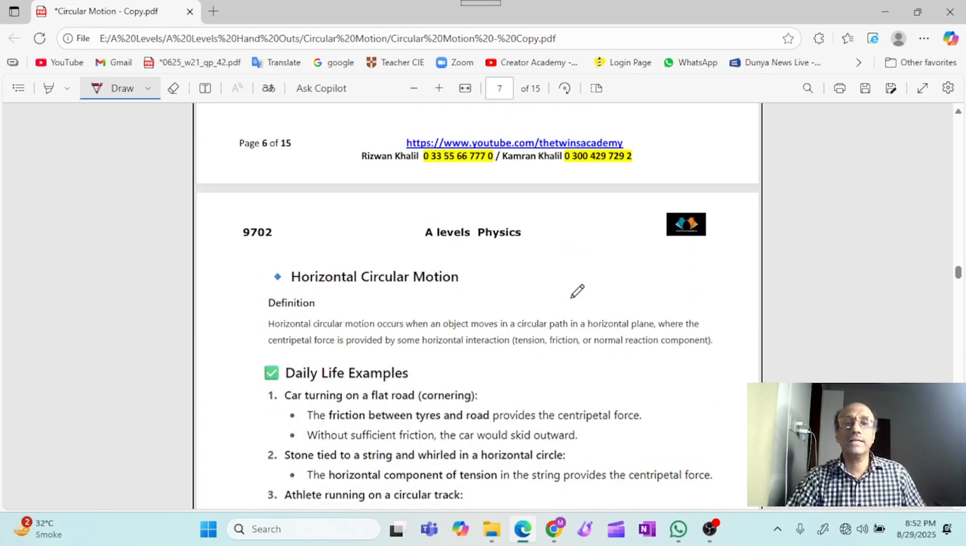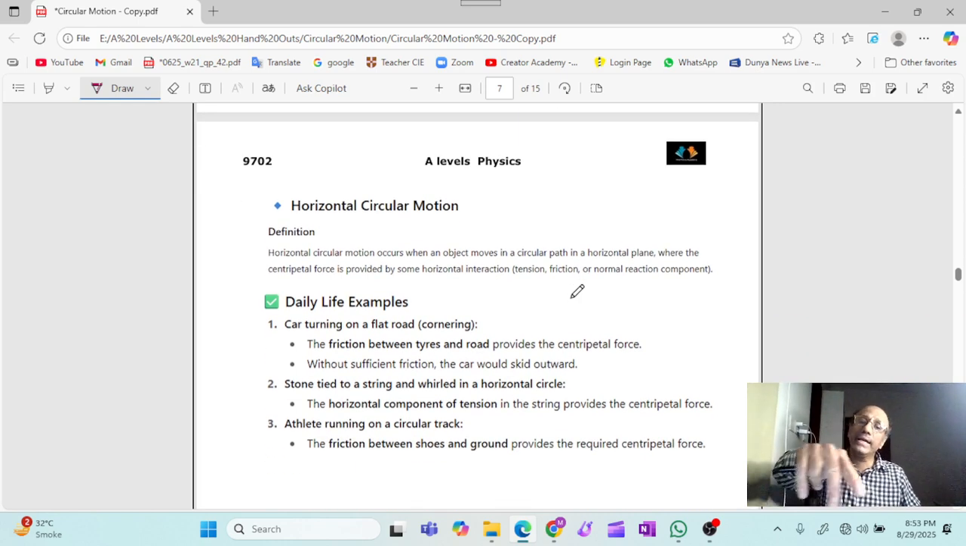Now we will discuss different examples of horizontal circular motion: when a car is turning around a corner, when a stone is tied with a string and moving in a horizontal circle like this, and an athlete running on a circular track. If there is any roundabout in your area and a car is turning around that corner, that is the best example of a horizontal circle.